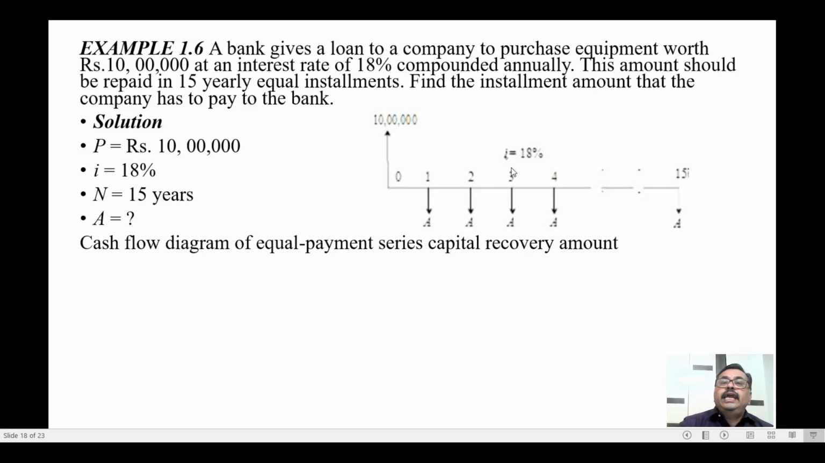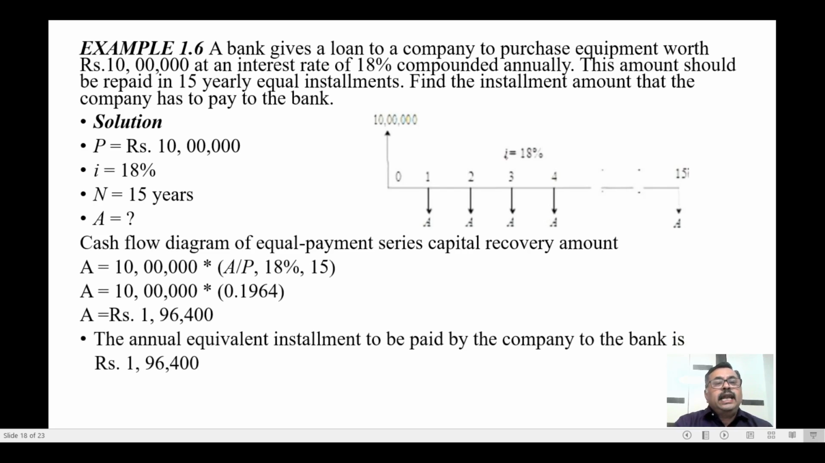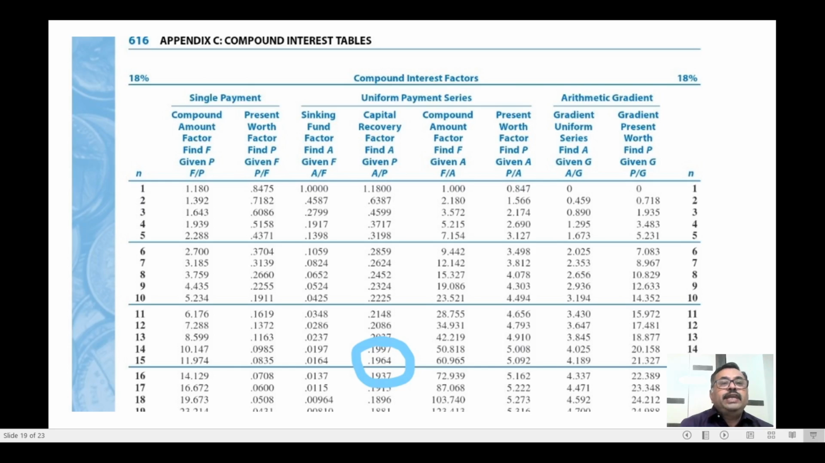of 18%? So A is equal to 10 lakh rupees into A bar P comma I comma N, that is, I is 18% and N is 15 years. So if you go to the A bar P comma I comma N for 18% interest rate and 15 years, that is the factor A bar P. That is, A we have to calculate given the P, that is the initial amount being sanctioned, and the equal amount that has to be paid has to be taken.